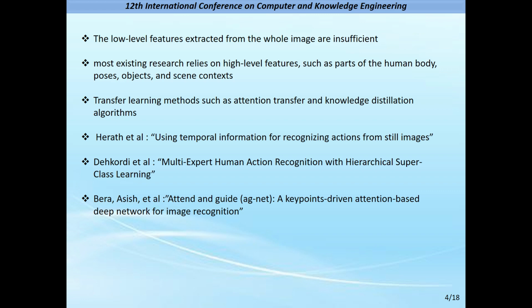The low-level features extracted from the whole image are insufficient due to challenges as mentioned earlier. As a result, most existing research relies on high-level features such as parts of the human body, poses, objects, and scene context to improve recognition performance. Transfer learning methods such as attention transfer and knowledge isolation algorithms are used to extract rich features with high information value. Here are some examples of related work.